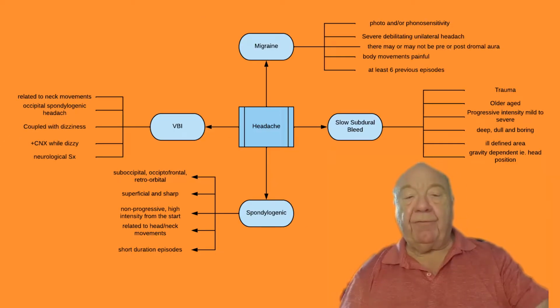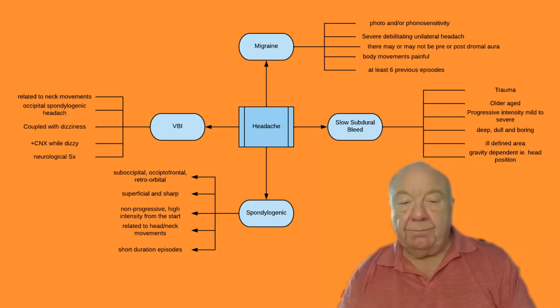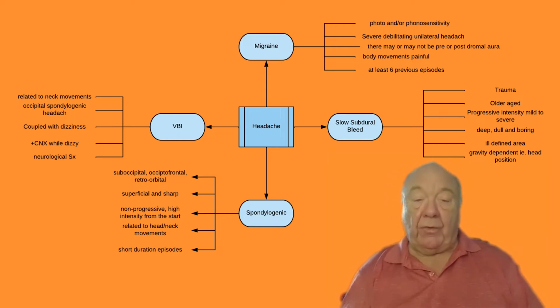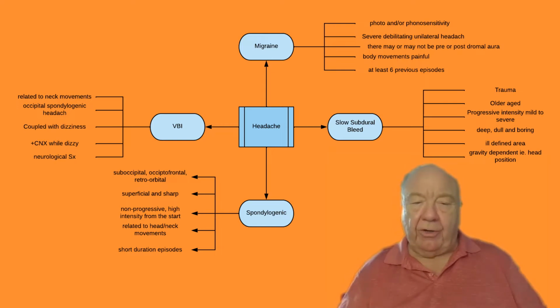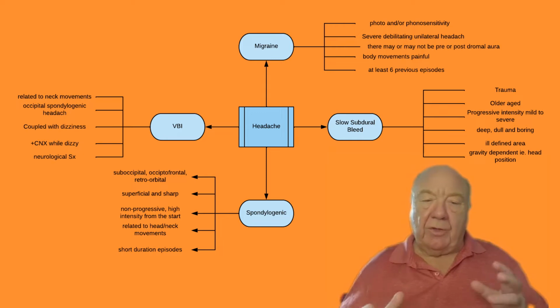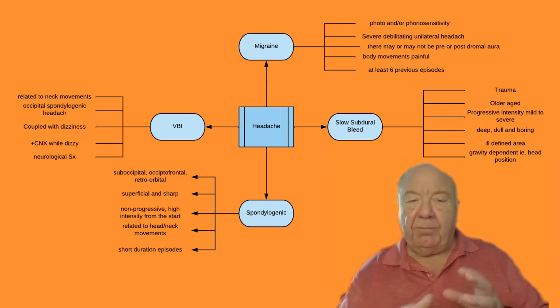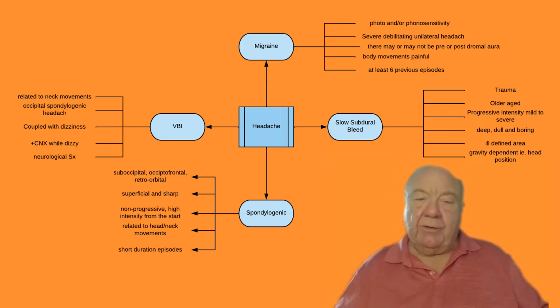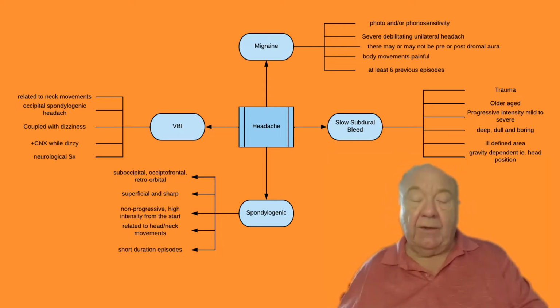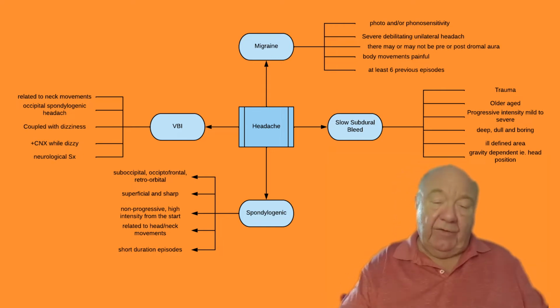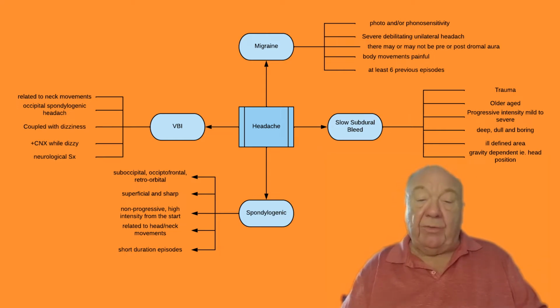Same type of diagram for headaches. So I've included the common one, which is coming referred from your neck, spondylogenic headache. But I've left out a lot of the information about outliers and so on, and I've concentrated on the essential illness scripts here. So we've got spondylogenic headaches, VVI headaches, migraines, and slow subdural bleeds. So I've included one rare one that is dangerous, very dangerous. Migraine, which can be caused by trauma, is well worth separating out. And obviously VVI you want to get rid of before you start playing around with the neck too much.